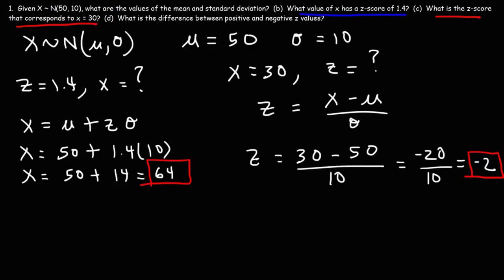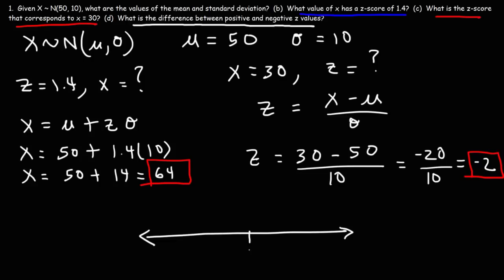Now let's move on to part D. What is the difference between positive and negative z values? Let's create a number line, and let's put the mean in the middle. Now, when x was 64, this corresponded to a z value of positive 1.4. And when x was 30, the z-value that it corresponded to was negative 2.